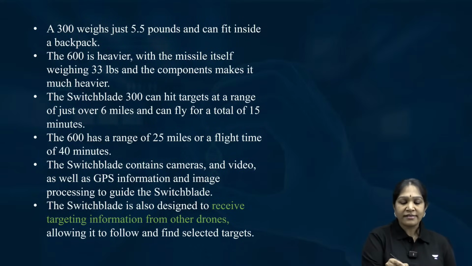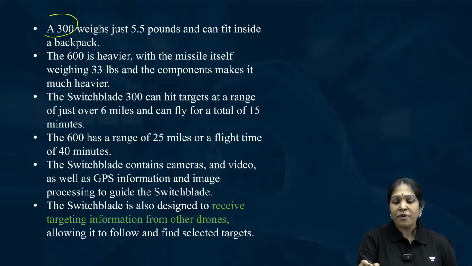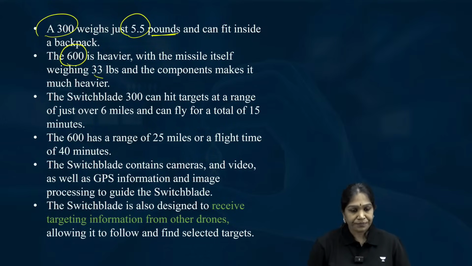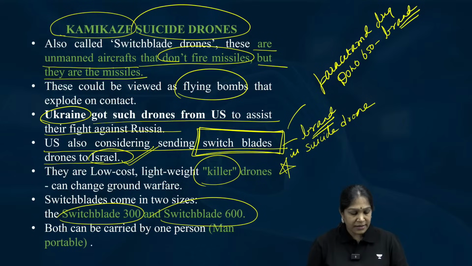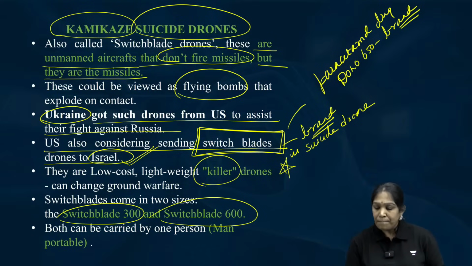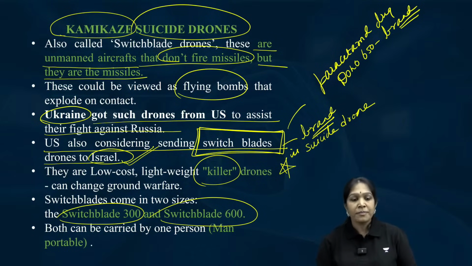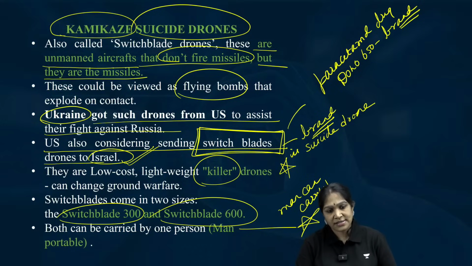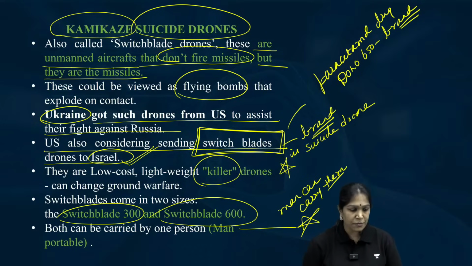A Switchblade 300 weighs 5.5 pounds and a Switchblade 600 weighs 33 pounds. Which is heavier? And they both are man portable. What do you mean by man portable? A man can carry them. Did you understand? Very good. Thank you so much.